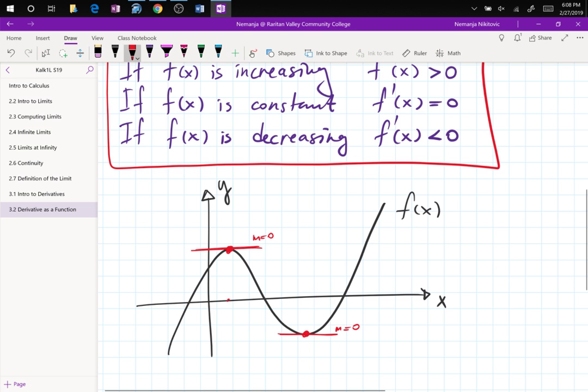This is where your derivative will cut through the x-axis. So you see those purple rules? The new purple rule is that at the max and the min of your function, you have the x-intercept or a root for the derivative function. That's the new rule.